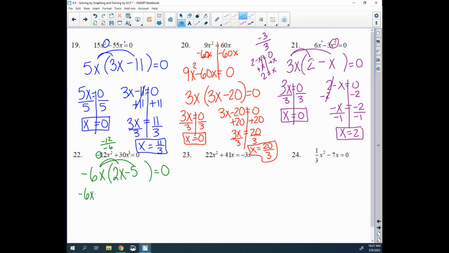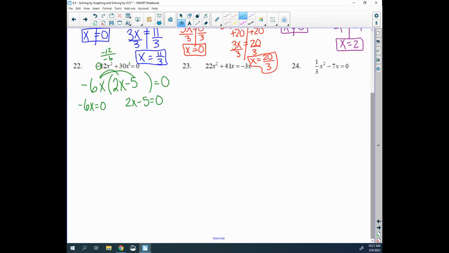All right, now we just set each one equal to 0. You're probably getting to be a pro at that part. Over here we divide and get 0. What would we do first on this side? You said add 5, you're right. What's my next step? Divide.